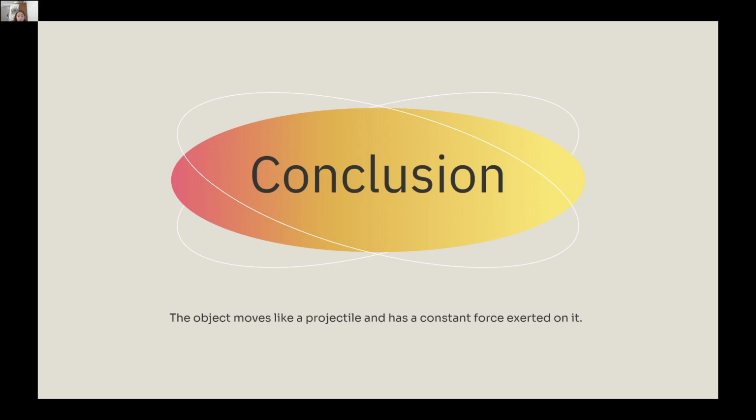In conclusion, the object that we measured moves like a projectile and has forces acting on it, one of them being drag force.